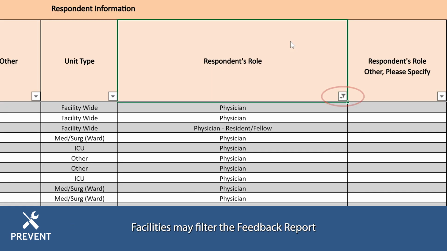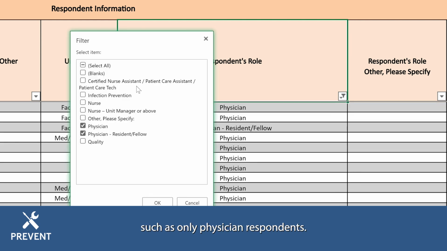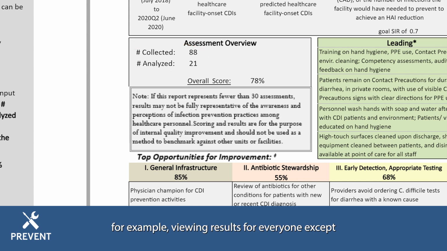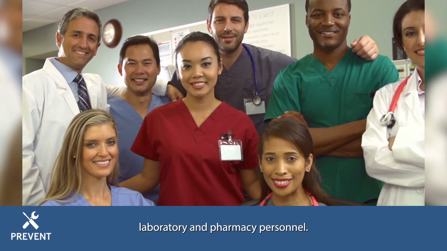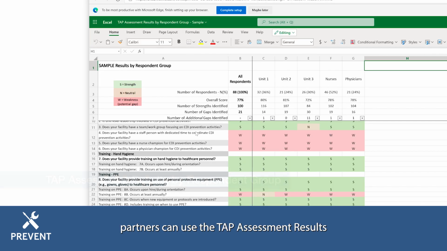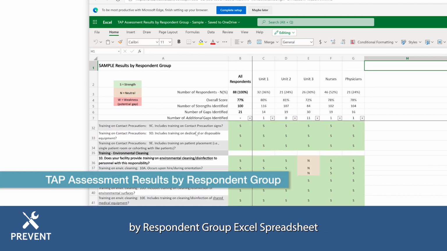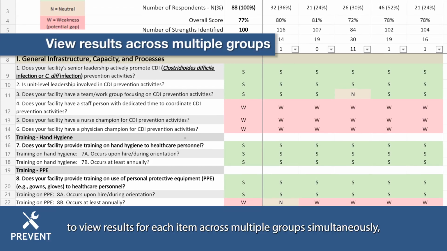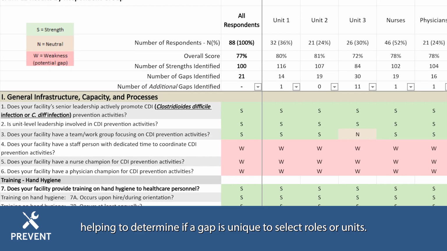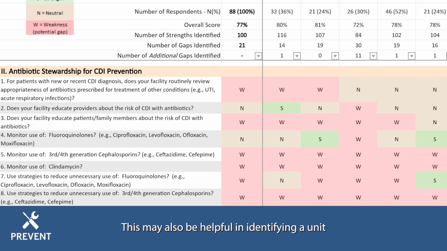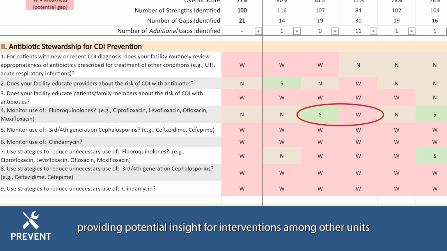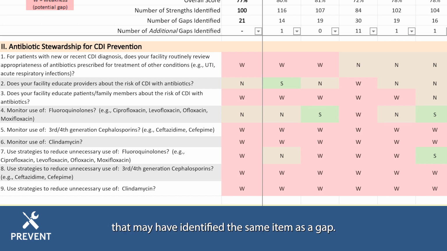Facilities may filter the feedback report to view results for just a select group, such as only physician respondents. Alternatively, they may filter to remove select respondents, for example, viewing results for everyone except laboratory and pharmacy personnel. Also described in detail in our previous video, partners can use the TAP assessment results by respondent group Excel spreadsheet to view results for each item across multiple groups simultaneously, helping to determine if a gap is unique to select roles or units. This may also be helpful in identifying a unit that may have highlighted an item as a strength, providing potential insight for interventions among other units that may have identified the same item as a gap.